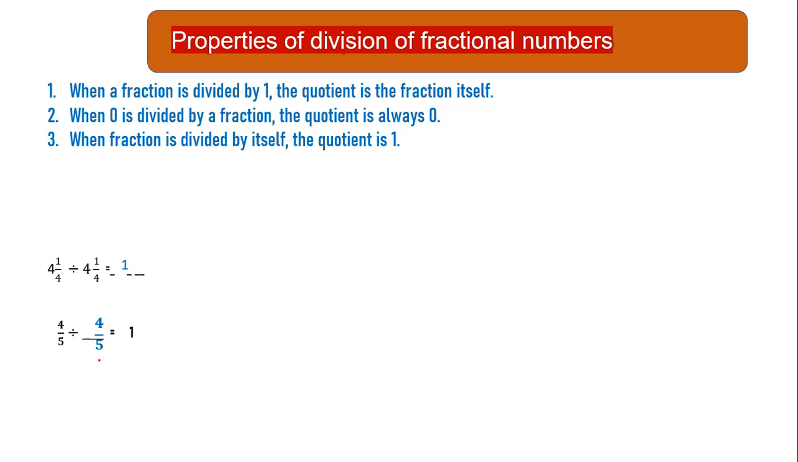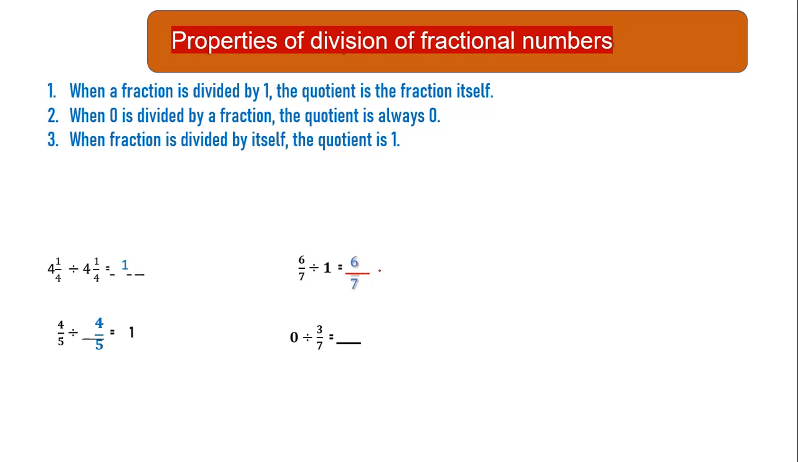Let's take the third fill in the blanks problem. 6 by 7 divided by 1. As you know, this is property number 1. That is, when a fraction is divided by 1, the quotient is the fraction itself. We are dividing the fraction 6 by 7 by the number 1. When we divide this fraction by 1, we will get the same fraction as a quotient. Hence, the answer will be the same fraction, that is 6 by 7.